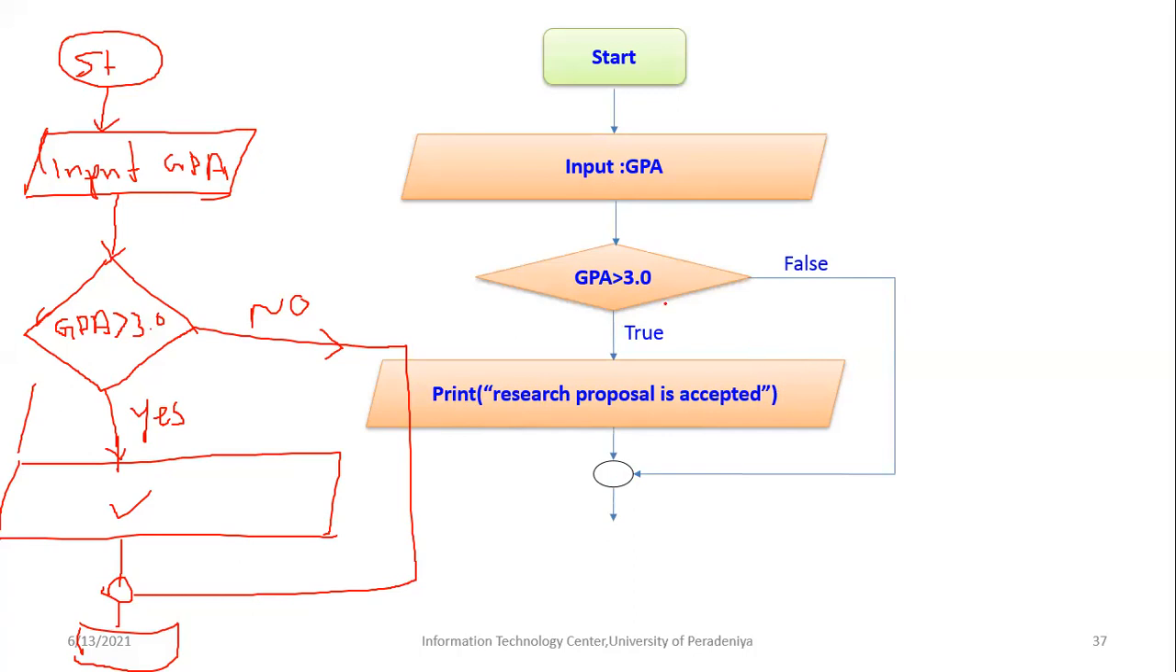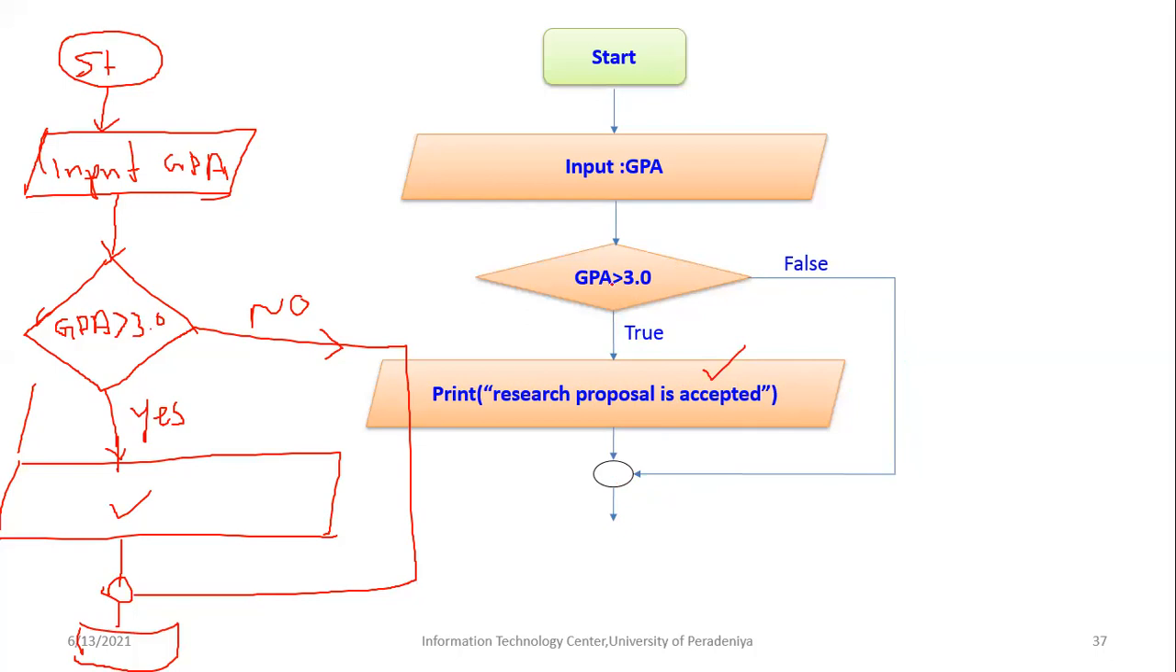That means this. So what will happen if GPA is not greater than 3.0? This statement is not executed. So if it is greater than 3.0, then this is executed. If it is not greater than 3, that means if it is less than 3, this is not executed, then this statement is skipped. You can see this part. This statement is skipped and then come here.